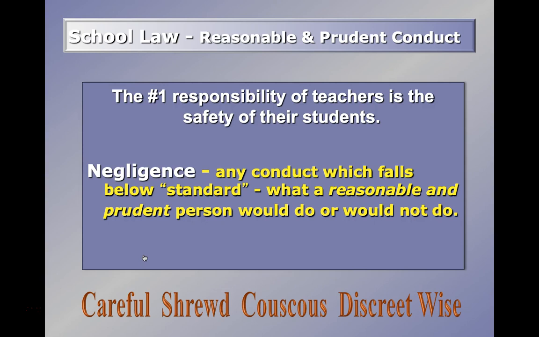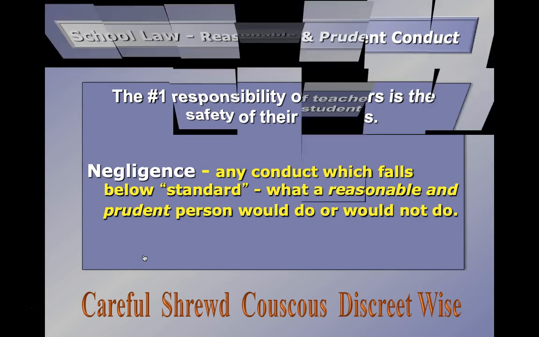And so negligence is any conduct which falls below the standard of what a reasonable and prudent person would do or not do. That's a legal term, reasonable and prudent. And when you look up those terms, they mean careful, shrewd, conscientious, discreet, wise. And so that's what judges rule on. That's what juries will rule on. What would a reasonable and prudent person do?